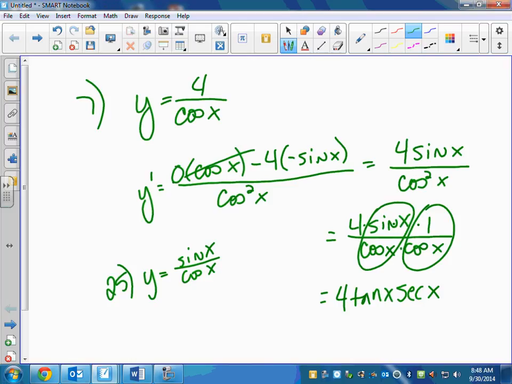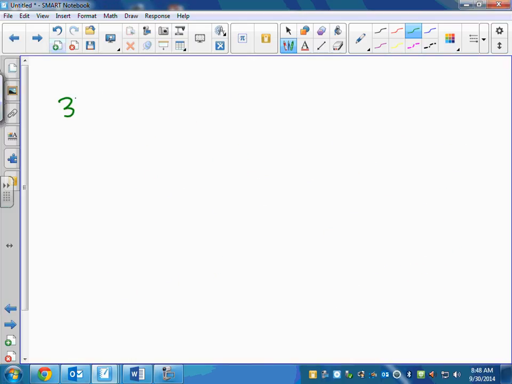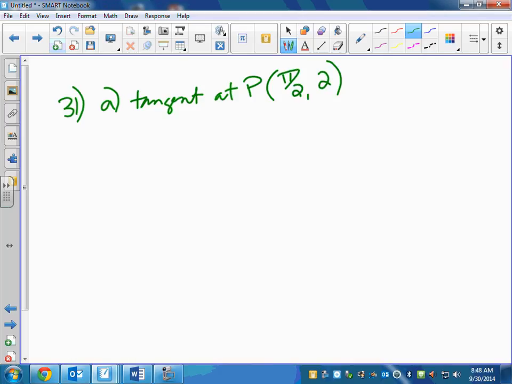I do want to look at 31, though. 31 is a 2-part question. They give you this lovely picture, and they ask you 2 things to do. It says, part A, find the tangent to the curve at P. So if you look at that picture, at point P, they give you the point pi halves, 2, which is the same as the questions over at like 21 that they ask you to find the tangent. The difference is they just give you the graph here. They also give you the equation underneath.